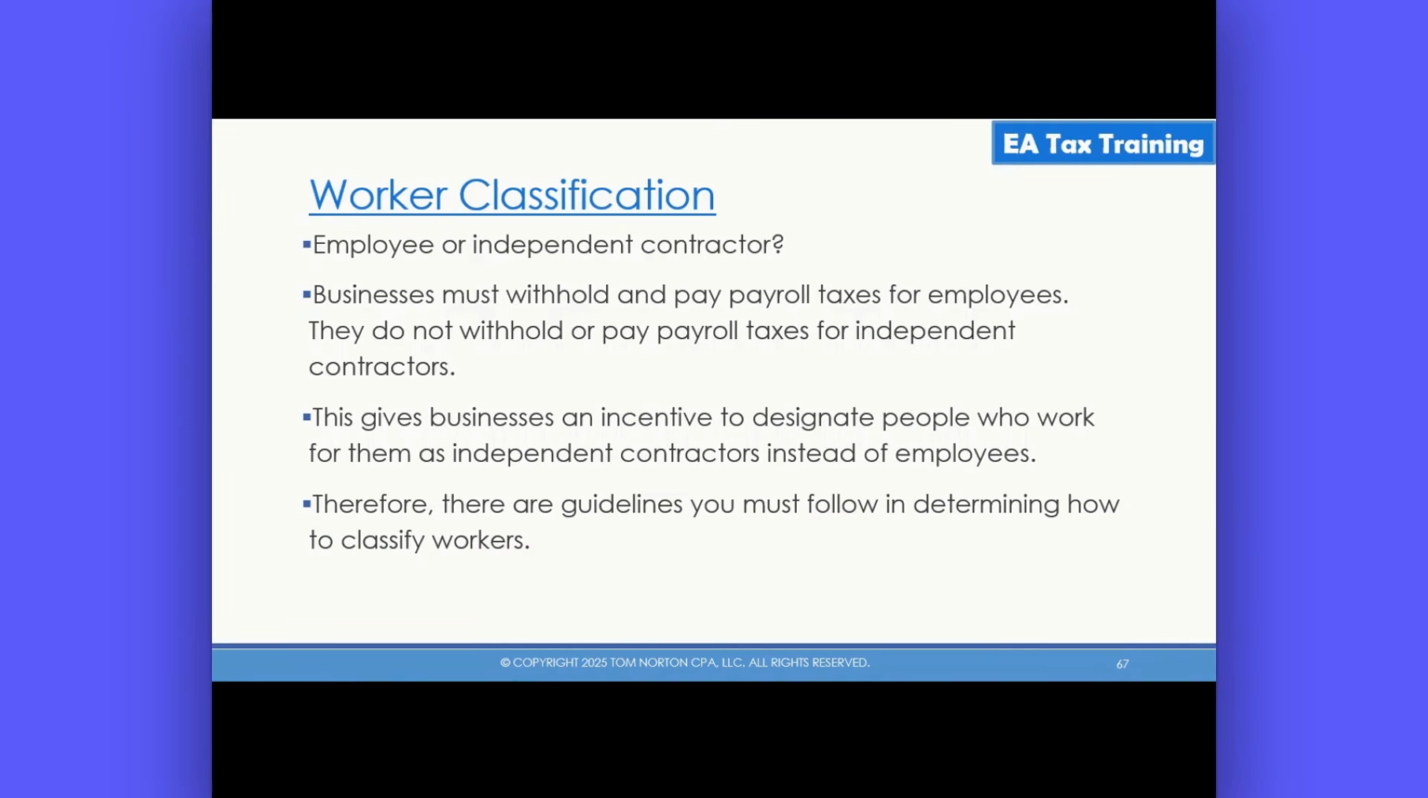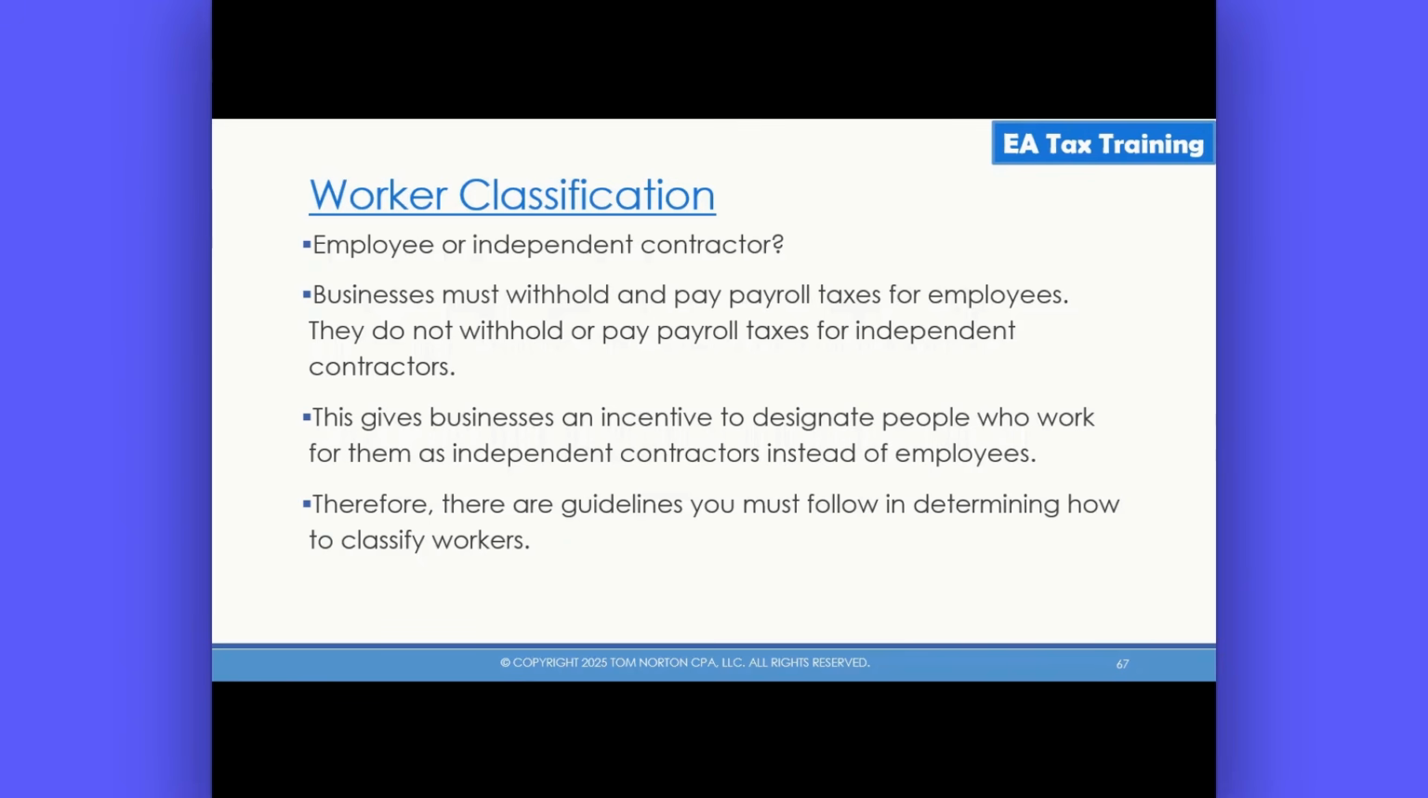We just talked about how the business has to pay 7.65% of their employees' salary for their portion of Social Security and Medicare. They also have to pay federal unemployment taxes. Well, if those people are not employees, if they're independent contractors instead, then the business does not have to pay those amounts. Also, if they are employees, those people may be entitled to certain benefits under the law. Nothing to do with taxes, but they may be entitled to other benefits such as health insurance and paid time off and other benefits that they can get because they are employees.